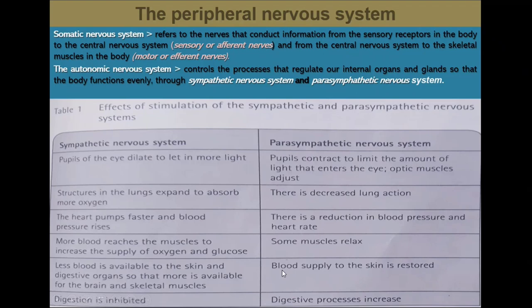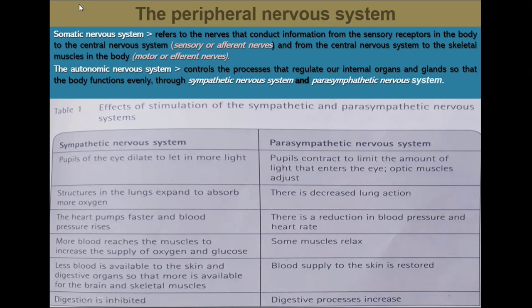Some muscle relaxes. Blood supply to the skin is restored, whereas here less blood is available to the skin and digestive organs. Instead, it goes to the brain and skeletal muscles. Whereas here, blood supply to the skin is restored. The digestive process now increases. That's the relation between sympathetic and parasympathetic.